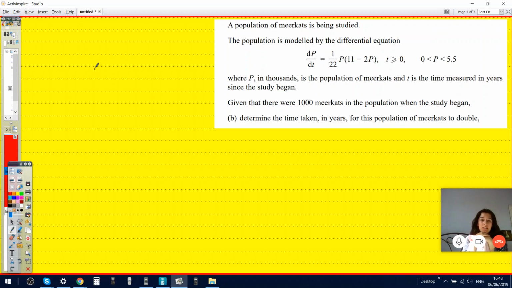Population of meerkats is being studied. The population is that. What? Oh god, is this a different question? Or is it part of the same? Oh, it's part of the same question. So I'm guessing we have to do some implicit differentiation type of thing. Kinda. 1 over 22 p times 11 minus 2p, where p in thousands is the population of meerkats and t the time measured. Where is t? T is not even in the equation. Nope. Oh, so t equals the integral of that. Okay.